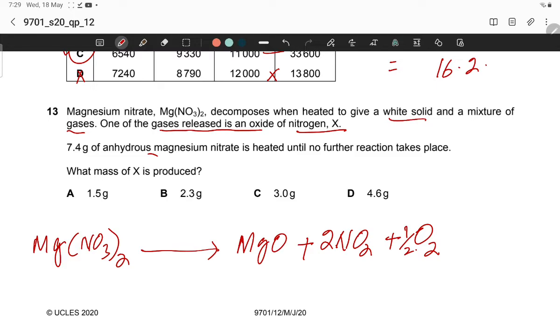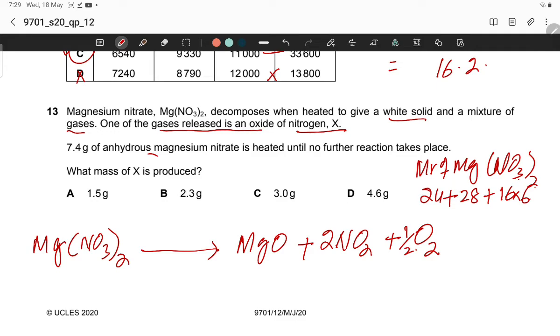7.4 gram. Mr of magnesium nitrate: 24 plus 28 plus 96, that is 16 into 3 into 2, 3 into 2 is 6, 16 into 6. So let's calculate: 24 plus 28 plus 16 into 6 is equal to 148. So this is equal to 148.